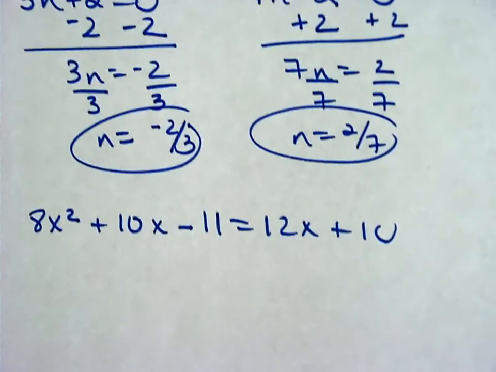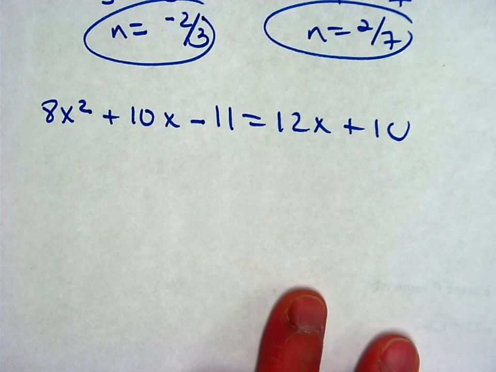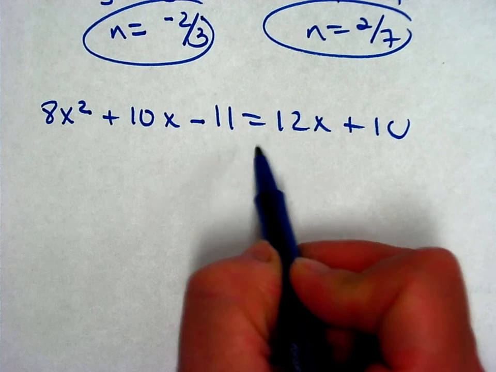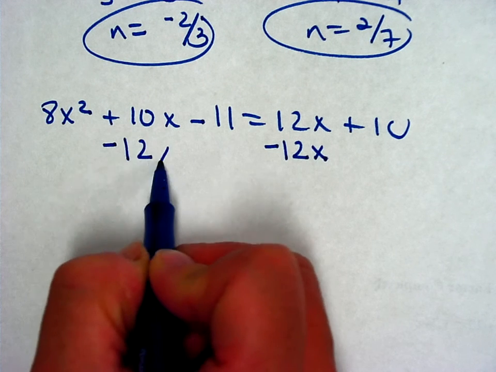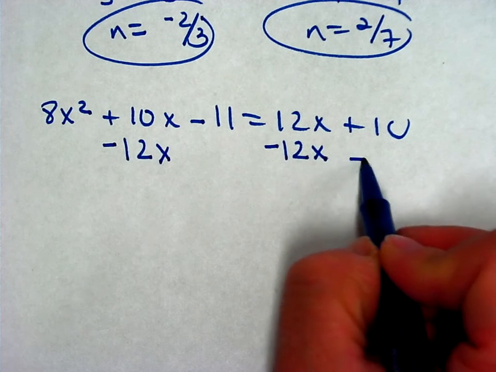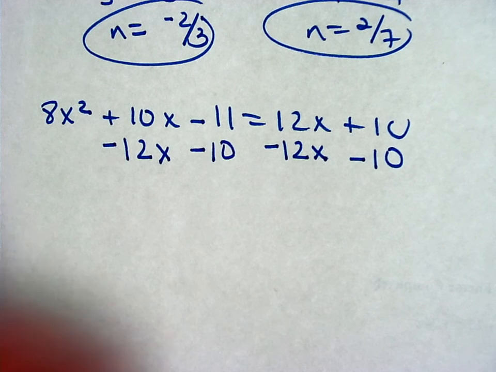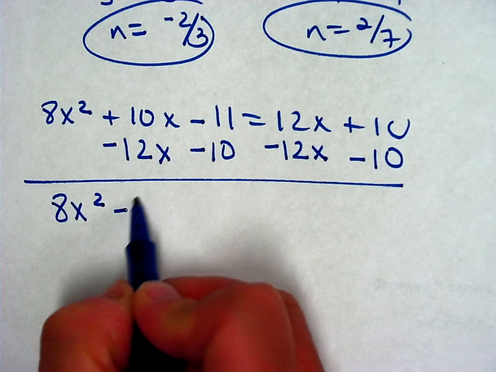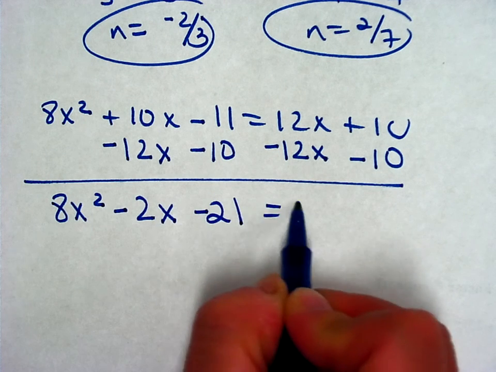Okay, the next example, notice this one is not set equal to 0. So what you want to do is we're going to take this, move it to the other side. So I'm going to subtract the 12x. I'm going to also do it to the other side. Make sure you put it underneath the 10x because you want to combine like terms. I also need to move this 10, so I'm going to subtract 10. Also minus 10 here. So here I have 8x squared. This becomes minus 2x. Negative 11 minus 10 is minus 21, and I have set equal to 0.